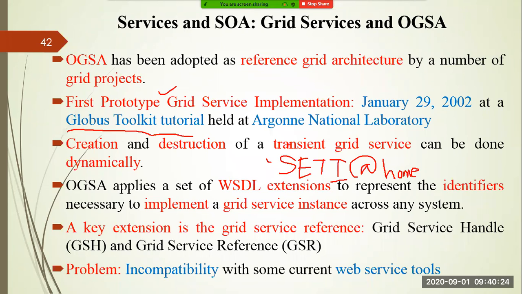and grid service reference. But the main problem here is incompatibility with some current web service tools. Whatever web services are provided by service-oriented architecture may not be compatible. One web service may require some requirements while another provides other requirements, like cloud service providers using different APIs. Similarly, web services may have different things, so incompatibility may happen. Possible extensions are required so that you can avoid this incompatibility and properly utilize interoperability.